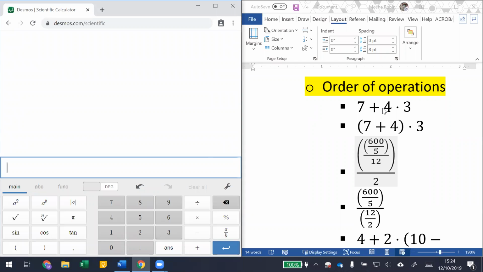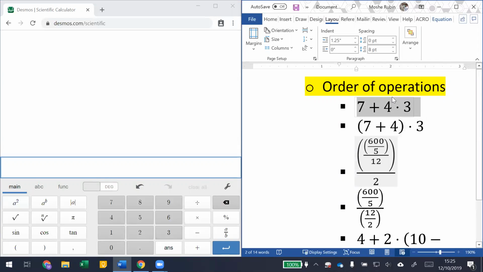I'm going to start with this first one to show you how Desmos can do order of operations all by itself. So when I type in something like this first bullet, I know that the multiplication has to be done before the addition, right? Because of order of operations, that's the order that we always do things in. So I'll type in 7 plus 4 times 3. And I can see, first it did 4 times 3, it got 12, and then it did the addition. It added 7 to 12 and got 19.